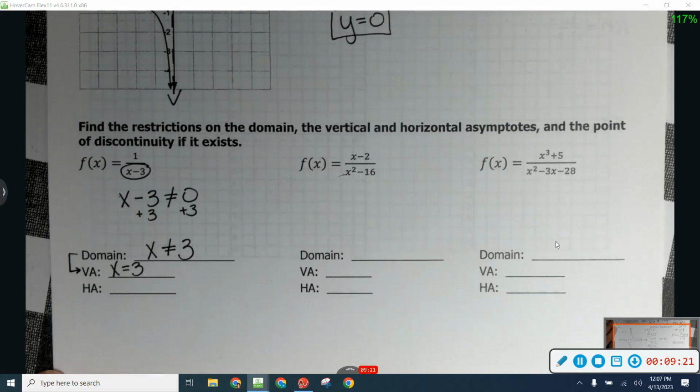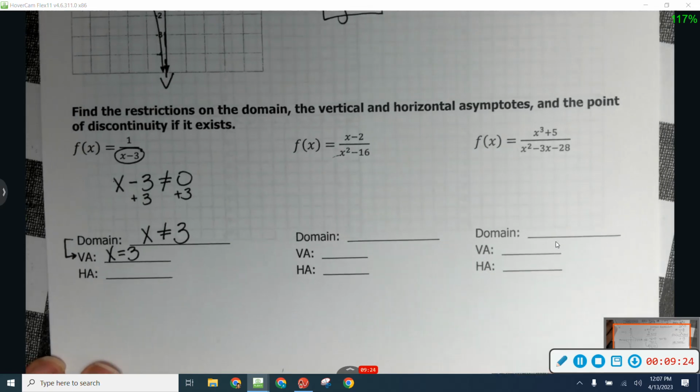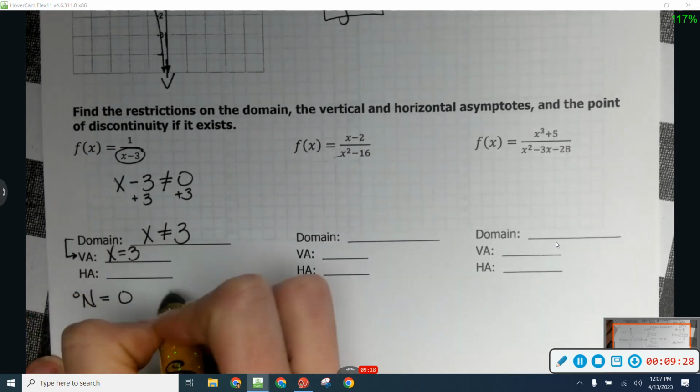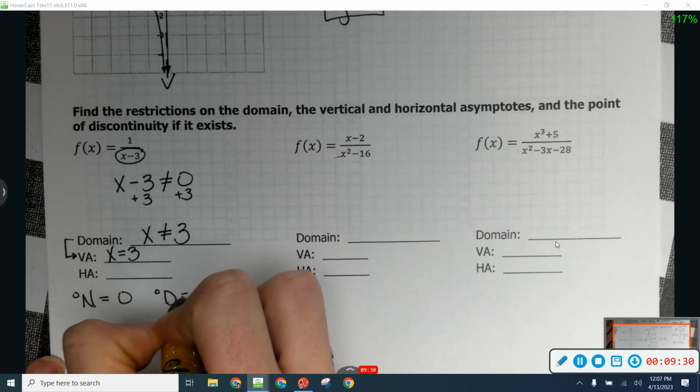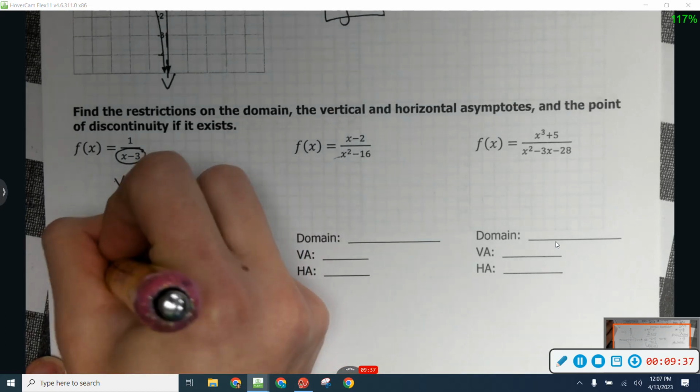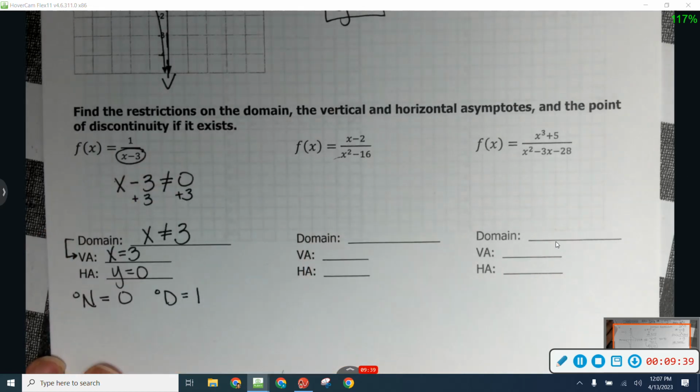We good with that? Alright, my horizontal asymptote, what is the degree of my numerator? 0. Degree of my denominator? 1. Top is less than bottom, right? So my horizontal asymptote is y equals 0.